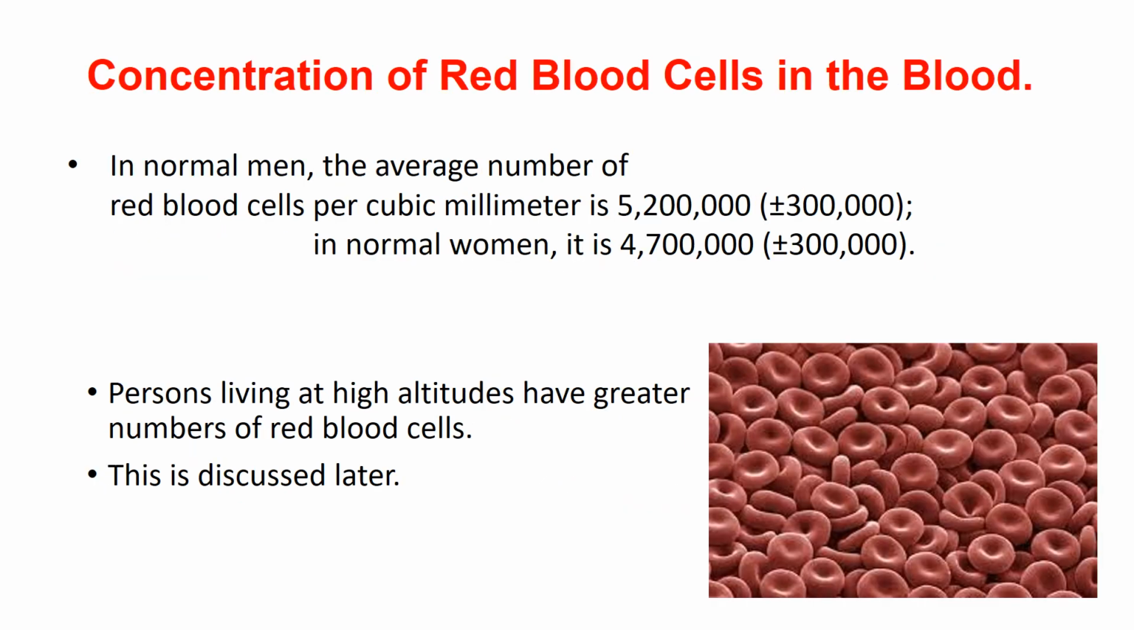Concentration of red blood cells in the blood. In normal men, the average number of red blood cells per cubic millimeter is 5,200,000, plus or minus 300,000. In normal women, it is 4,700,000, plus or minus 300,000. Persons living at high altitudes have greater numbers of red blood cells. This is discussed later.